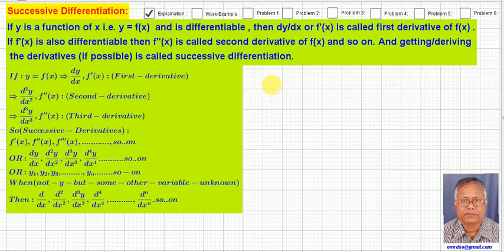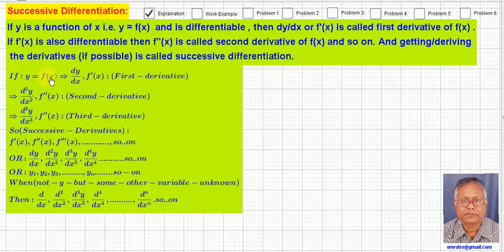Then its next differentiation is known as d2y/dx2 or f double dash x or y2. Similarly, if y2 is again differentiable, then its next differentiation will be known as y3 or d3y/dx3 or f triple dash x. In this way, these all are known as successive derivatives. For example, here I have mentioned it.